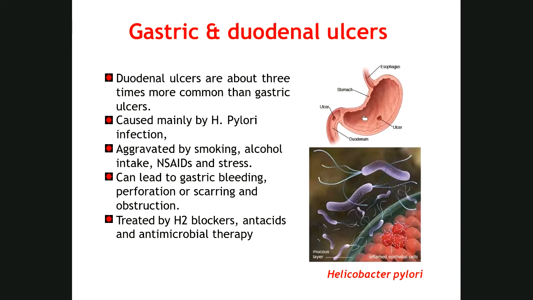developing ulcers. Ulcers are very dangerous. They can lead to perforation of the wall. They can lead to severe bleeding, scarring that leads later on to obstruction, acute abdomen, peritonitis. All of these complications can happen due to ulcers.